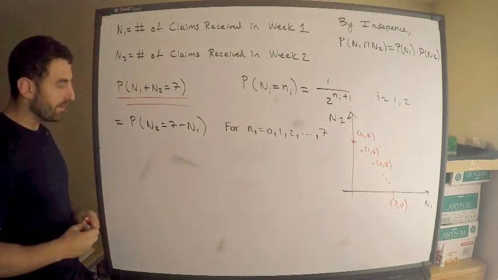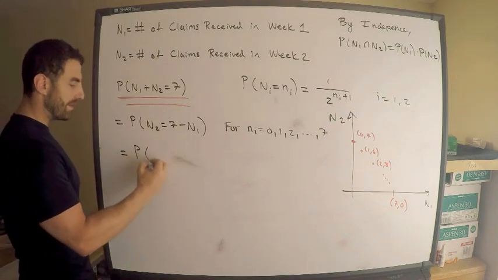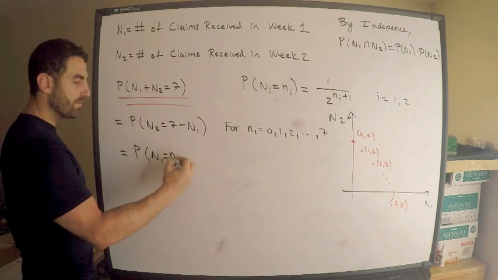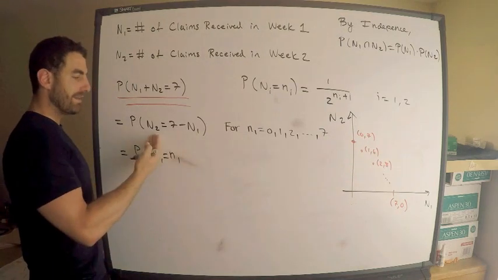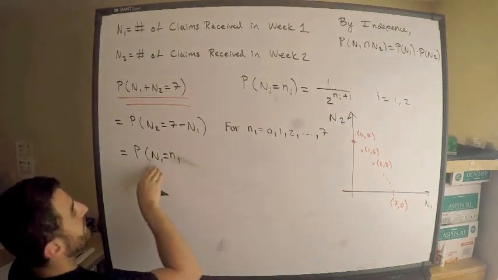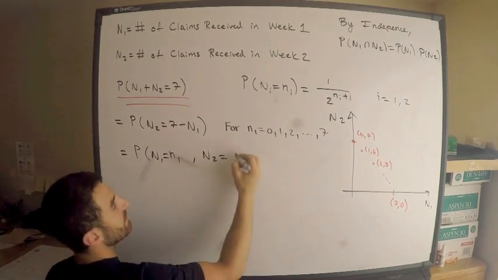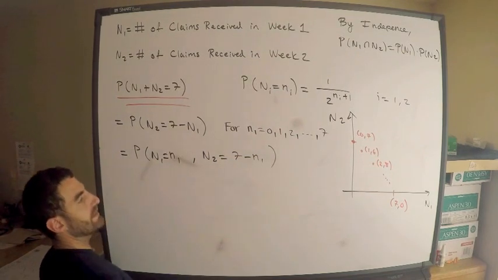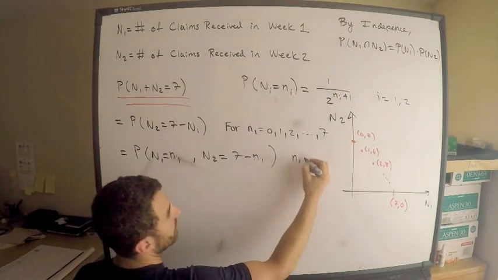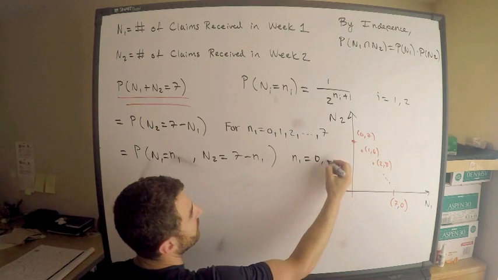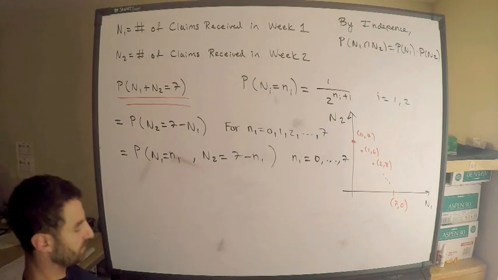So just bear with me here. This is equal to the following. This is equal to the probability that n1 just equals one of those numbers. Once I've chosen a number for n1, that automatically dictates what n2 is. So I just let n1 vary, and then n2 just is given by the relationship involving n1. So like this, right? n2 is 7 minus n1. So again, n1 equals 0 up to 7. So hopefully this is clear to you.